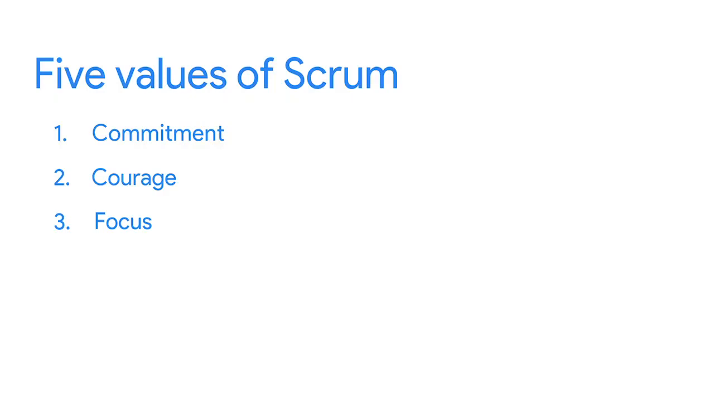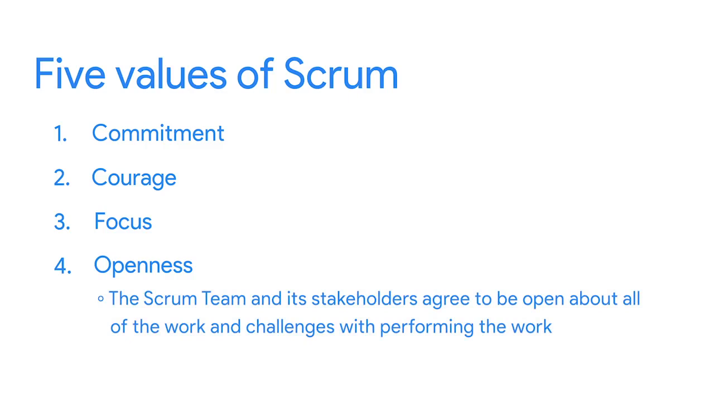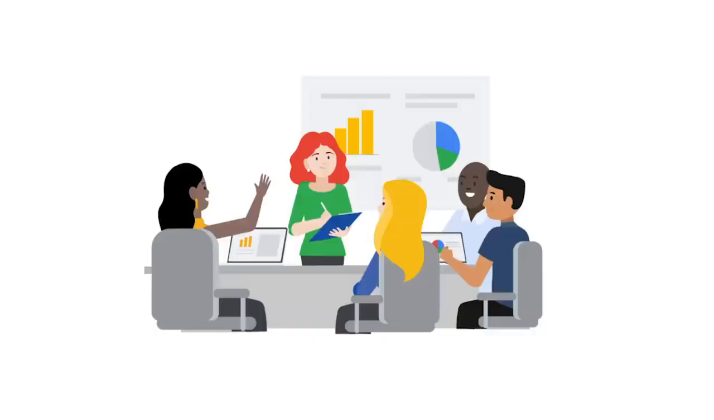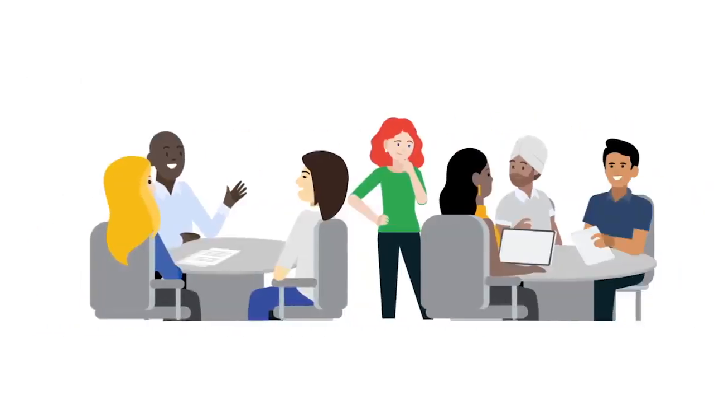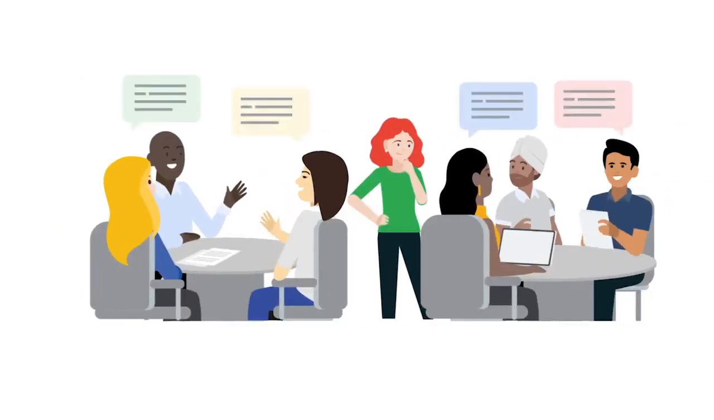The fourth value is openness. For Scrum to work, the team and its stakeholders agree to be open about all the work and the various challenges that come with performing the work. Openness is essential to a productive Scrum team. In order to gather data, team members must be willing to share their observations and experiences. If a team member runs into an issue within the project that they aren't sure how to fix, they should share it with the team. Another team member may have a very quick and easy solution, or at least valuable insight into some options on how to handle their issue.